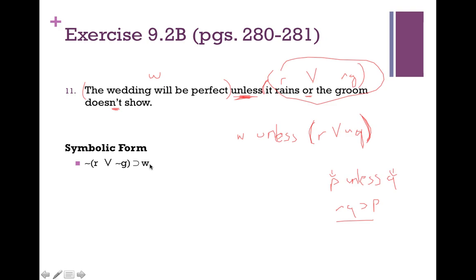The wedding will be perfect unless it rains or the groom doesn't show. In other words, if it's not the case that it rains or the groom doesn't show, then the wedding will be perfect. So that's how you rewrite this. This one was really tough. If you didn't get this one, don't stress too much. If you did, kudos to you.